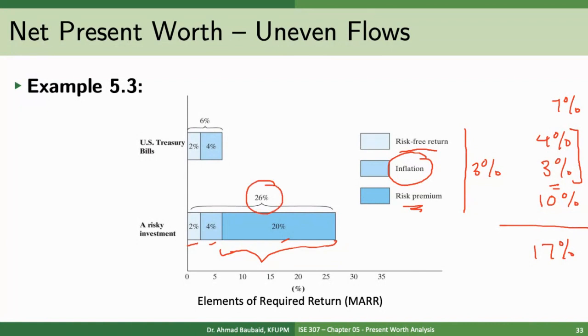Now, for a more stable investment that's not as risky, like US bonds, you don't have a risk premium because they're not risky. You're going to get paid by the government. You have to go back to what bonds are if you've forgotten. Here there's a risk-free return, which is just 2%, and inflation is 4%. So the MAR for this project is 6%. You just add the two up.